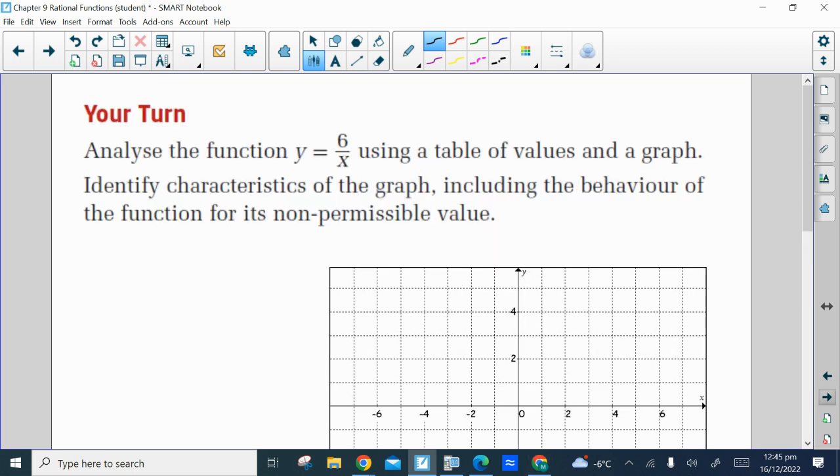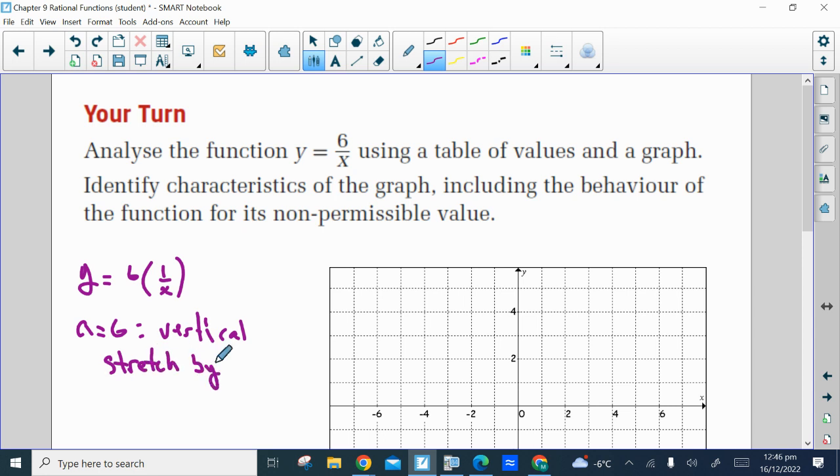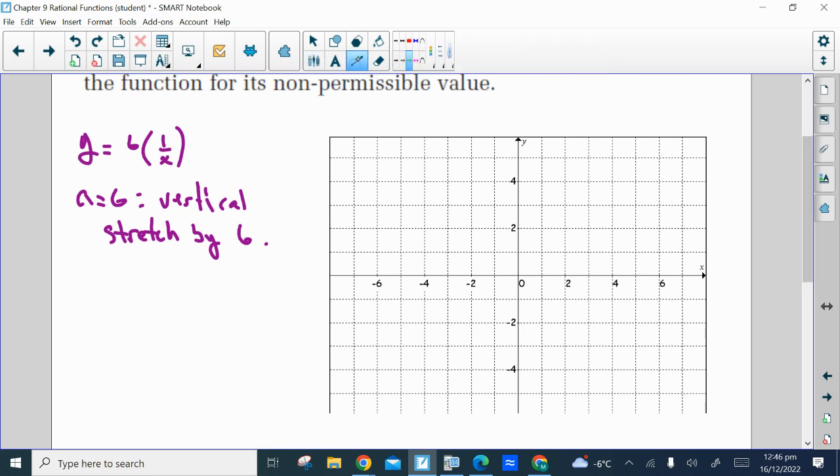So on the next page, what about the graph of y equals 6 over x? As we saw on one of those first pages, this would be the same thing as y equals 6 times 1 over x, which means that we have an a value of positive 6. This graph compared to y equals 1 over x would be vertically stretched by a factor of 6. It will not change the fact that we have asymptotes along the x and the y axes.